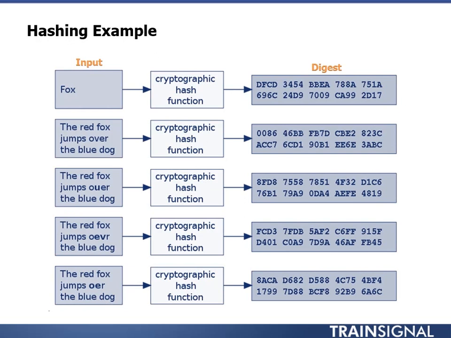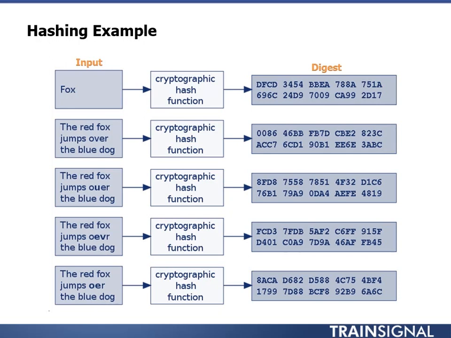Here are some examples. As you can see, the inputs on the left get processed by a cryptographic hash function that outputs a digest. This message digest is the hash. It's the short phrase that represents the longer phrase. As you can see, the digest stays the same length, even if the input is longer or shorter.